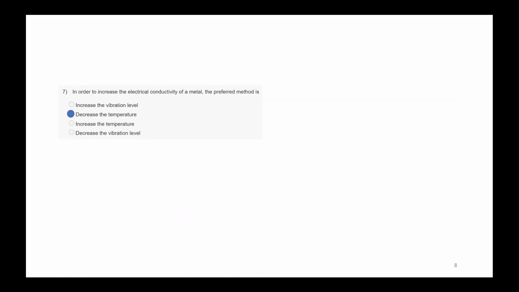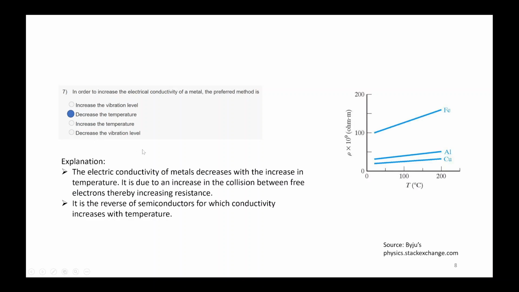Question 7 is in order to increase the electrical conductivity of a metal, the preferred method is: increase the vibration level, decrease the temperature, increase the temperature, or decrease the vibration level. So we know for metals, with increasing temperature, resistivity increases. So for increasing conductivity, we will have to decrease temperature.